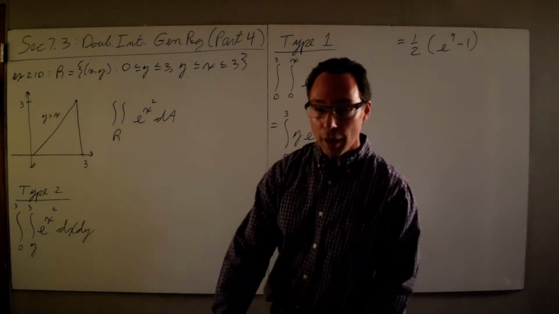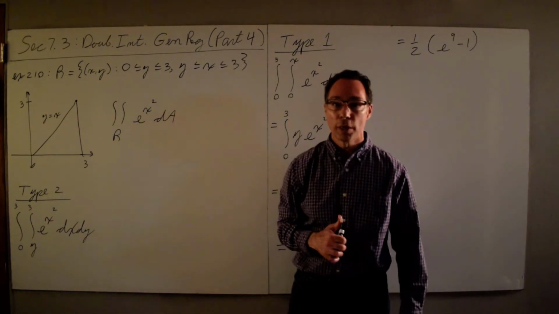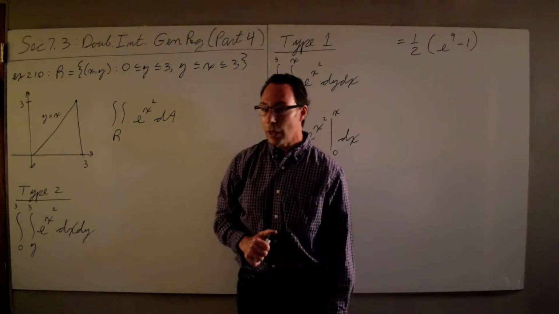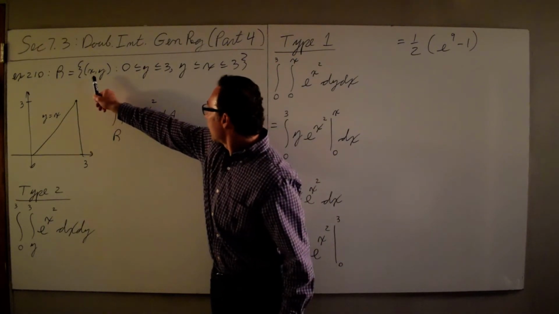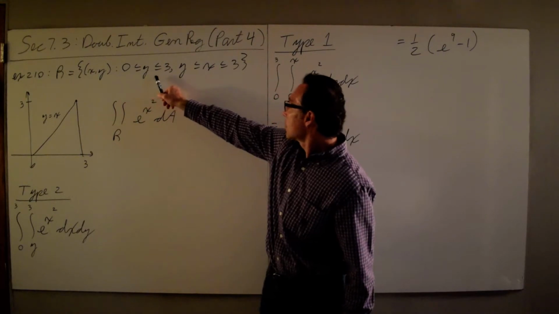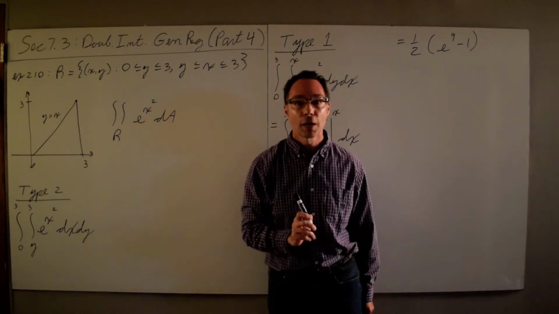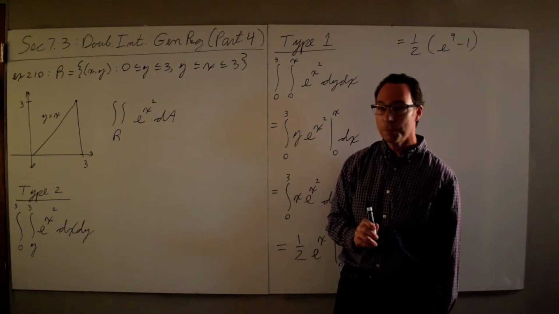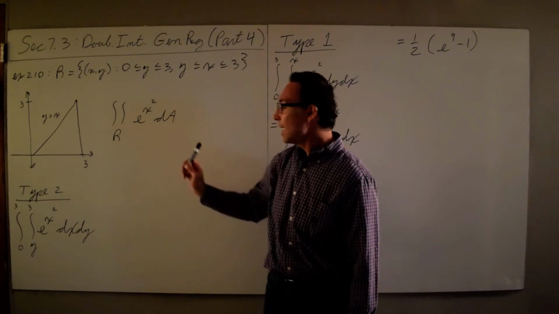This is the fourth video on section 7.3, double integrals over general regions. So here we're going to look at example 210. The region we're given is the set of points (x, y) such that 0 ≤ y ≤ 3, y ≤ x ≤ 3. And we're going to integrate over that region e^(x²) dA.